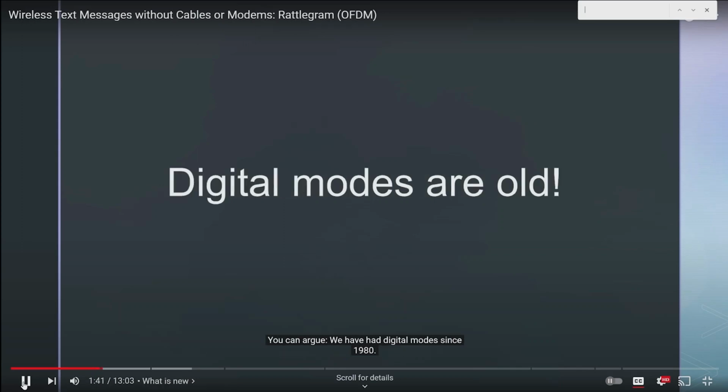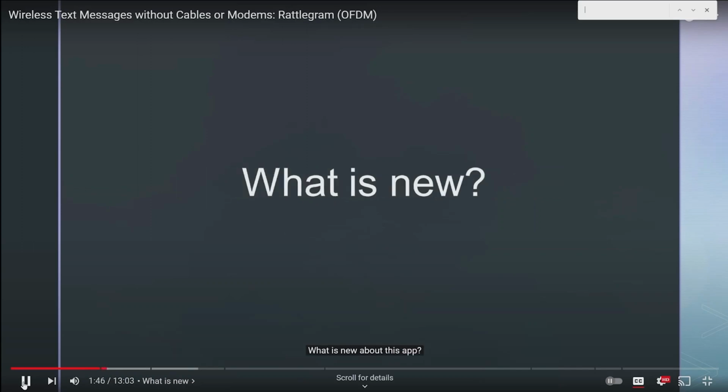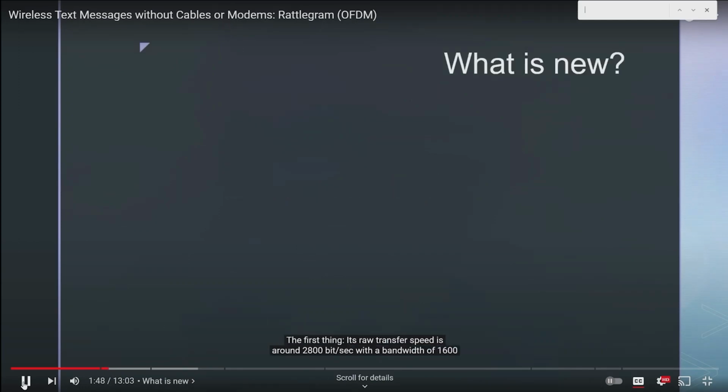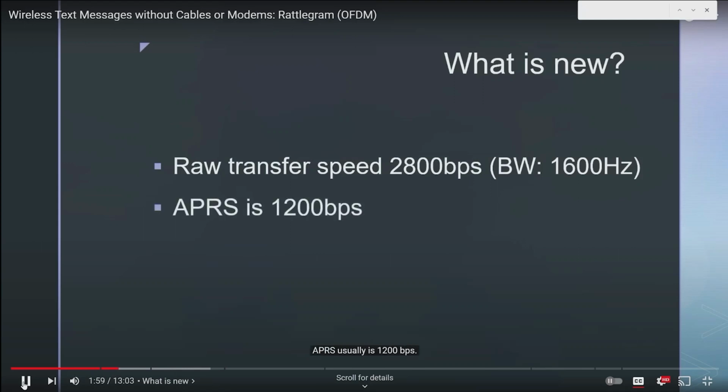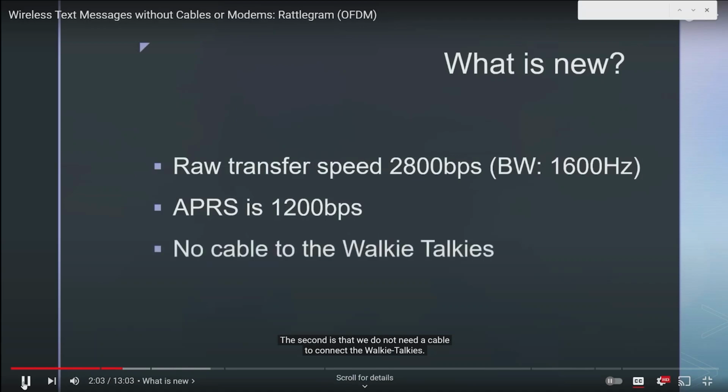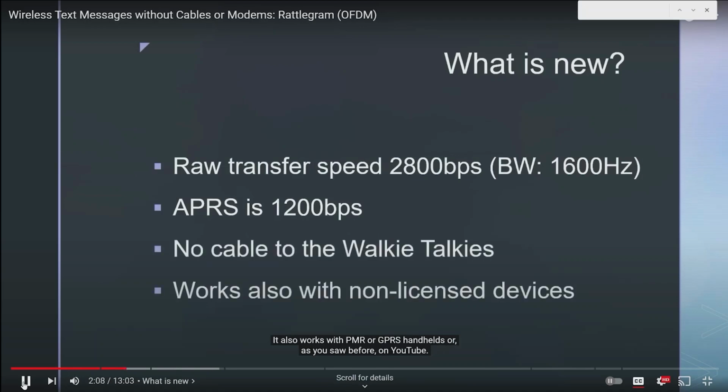You can argue we have had digital modes since 1980. What is new about this app? The first thing, its raw transfer speed is around 2800 bits per second, with a bandwidth of 1600 Hz. Pretty fast. APRS usually is 1200 bits per second. The second is that we do not need a cable to connect the walkie-talkies. It also works with PMR or GPRS handhelds, or, as you saw before, on YouTube.